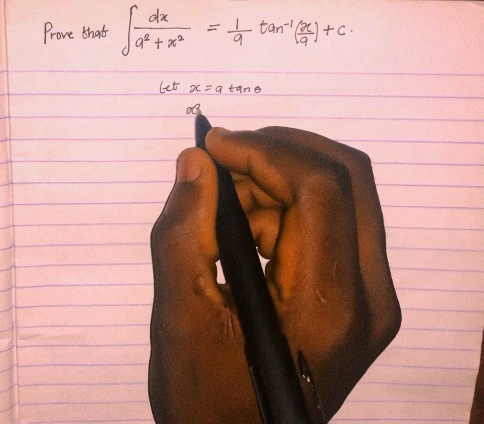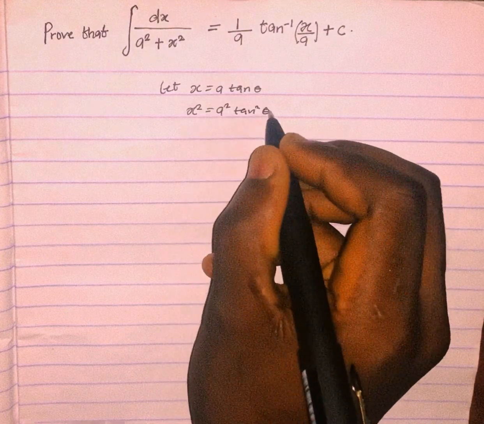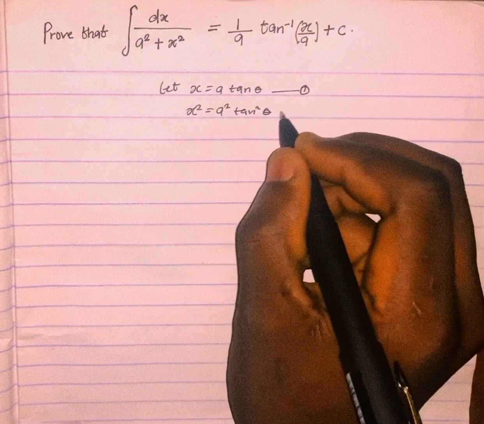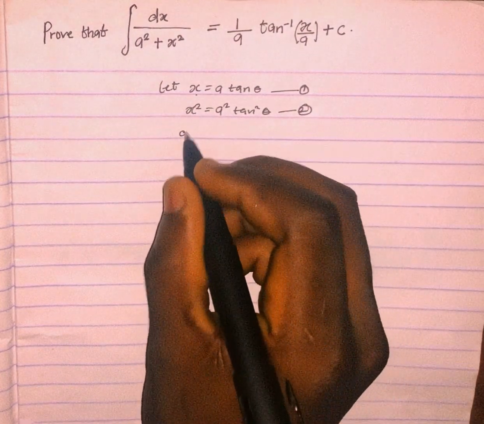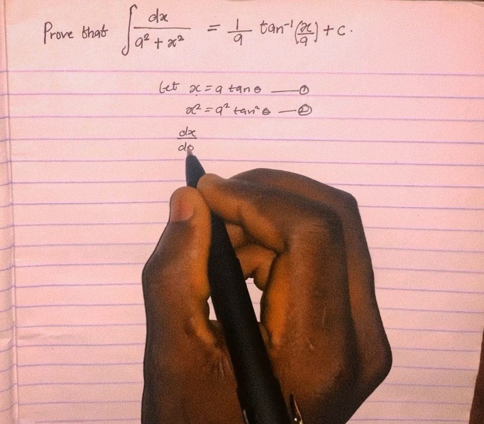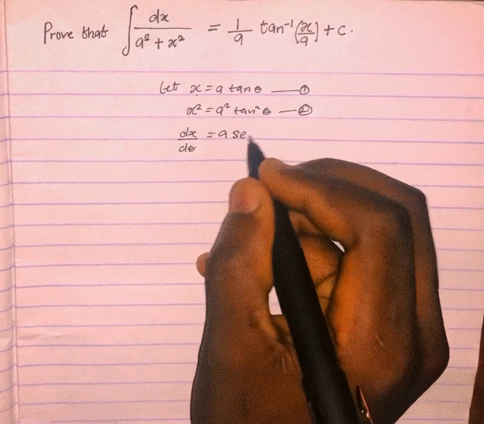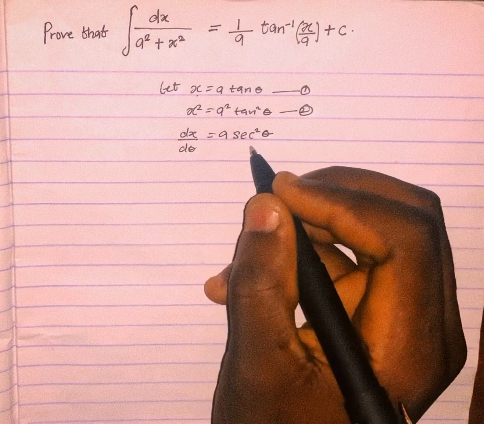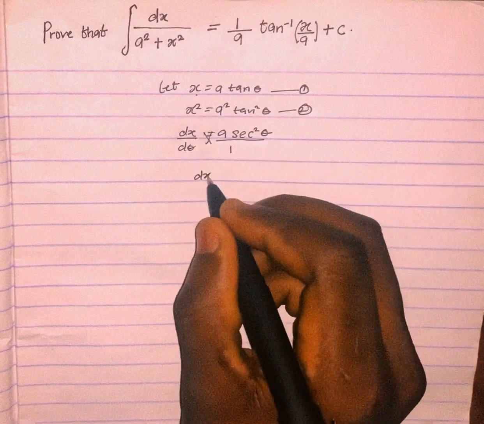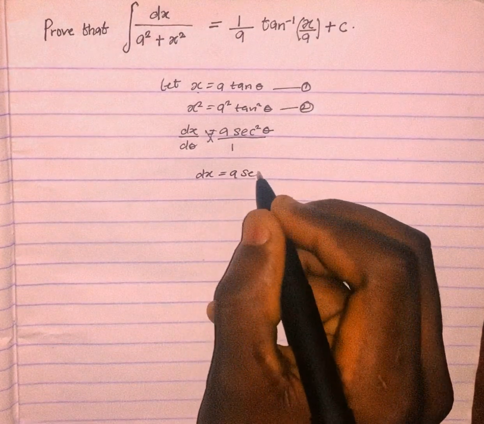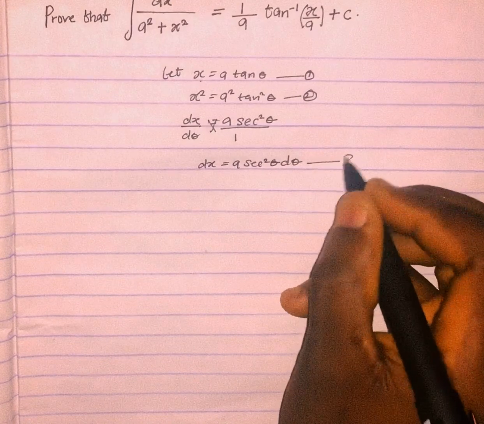We have x squared equals a squared tan squared theta. Let's call this equation 1, also this equation 2. Then let's differentiate x. Our dx over d theta equals a times the derivative of tan, that is sec squared theta. Let's make dx the subject of the formula. We have dx equals a sec squared theta d theta, equation 3.